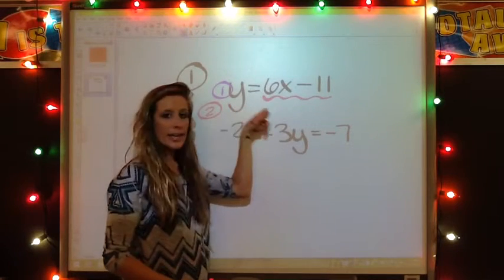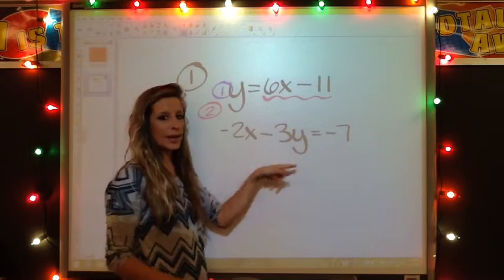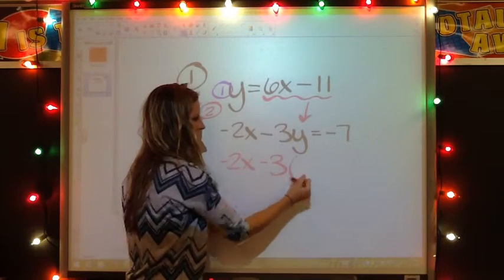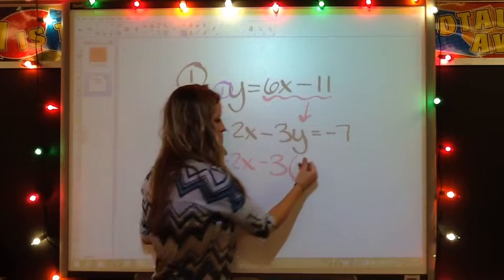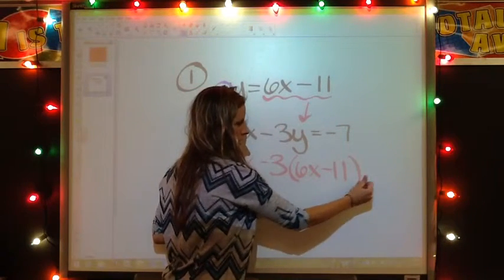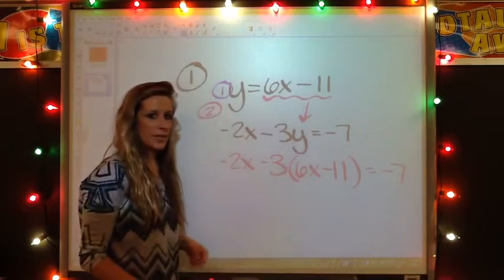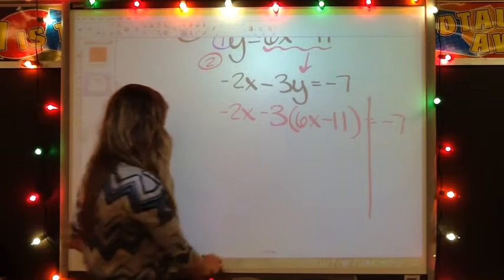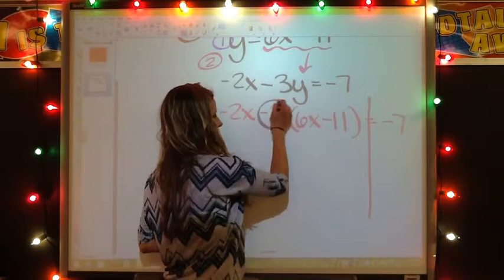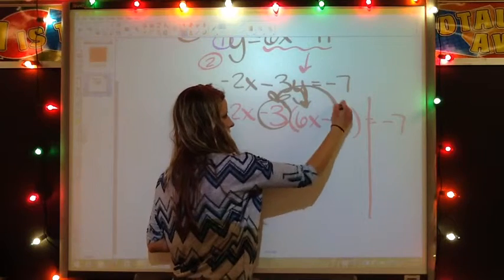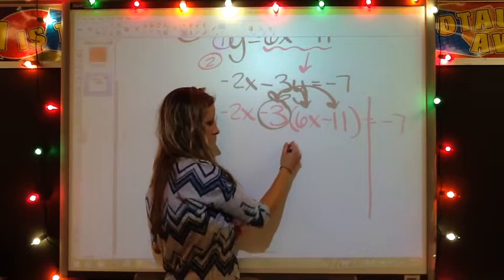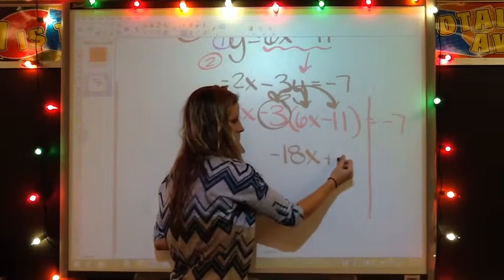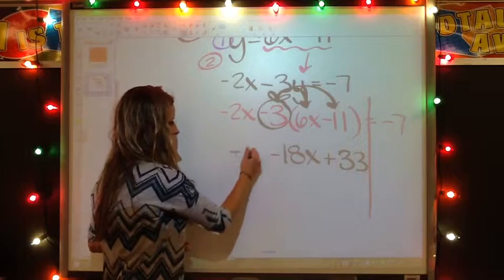Okay, second step is you have to plug that into your other equation. Now, since it says y equals, we're going to plug it in for y here. So negative 2x minus 3 times y, which is 6x minus 11, we're going to put that in parentheses, equals negative 7. Now we can solve for x. Okay, so we're going to distribute that negative 3. So negative 3 times 6x is negative 18x. Negative 3 times negative 11 is positive 33. And then everything else comes down.